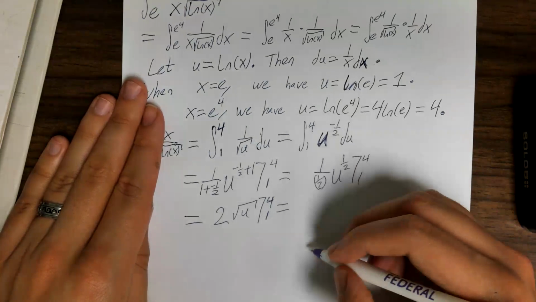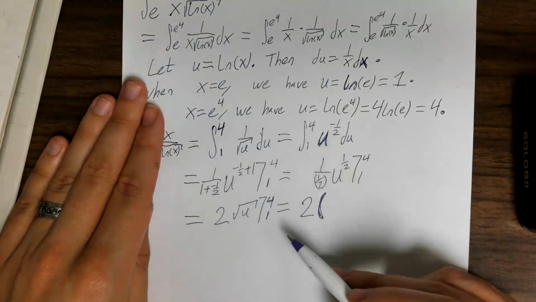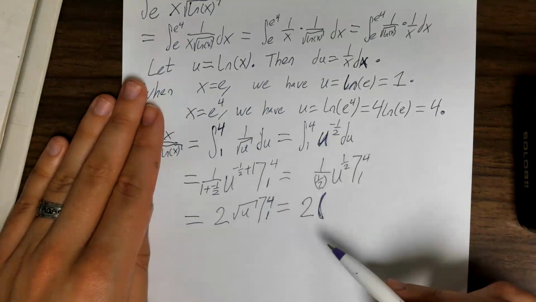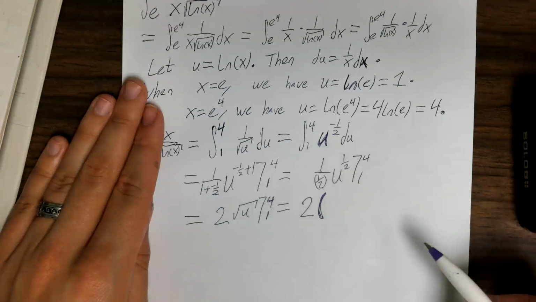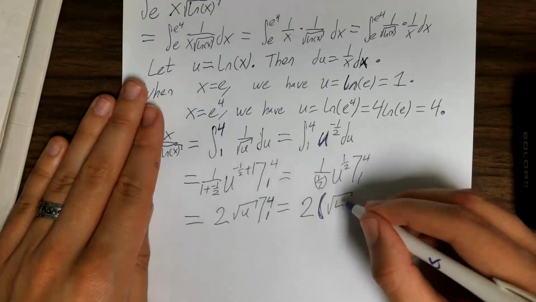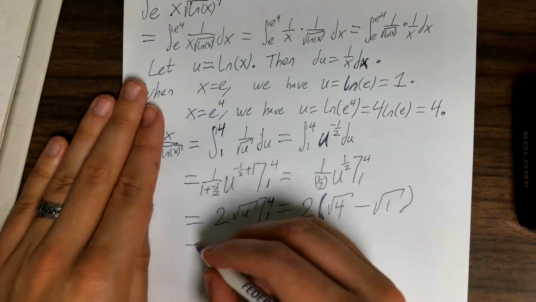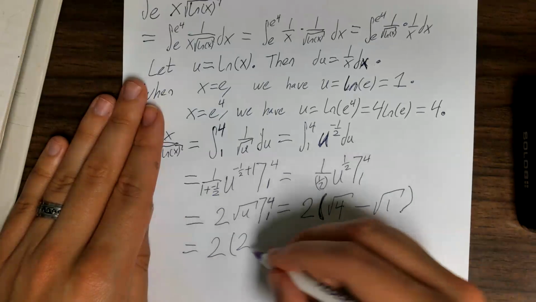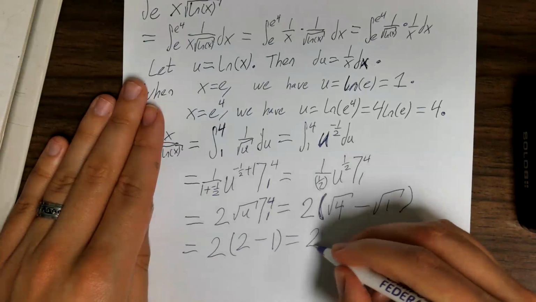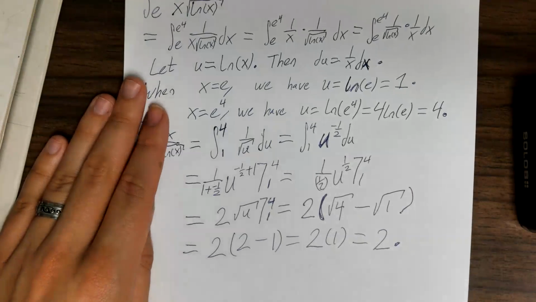Now, I take my limits of integration. And I can either factor out the 2 and take my limits, or I can distribute it to both terms. This time, I'm going to factor it out because I distributed last time. Let's take the 2 out, and then I have the square root of 4 minus the square root of 1. The square root of 4 is just 2. The square root of 1 is just 1. This is going to be a 2 times a 1, which is just a nice 2.